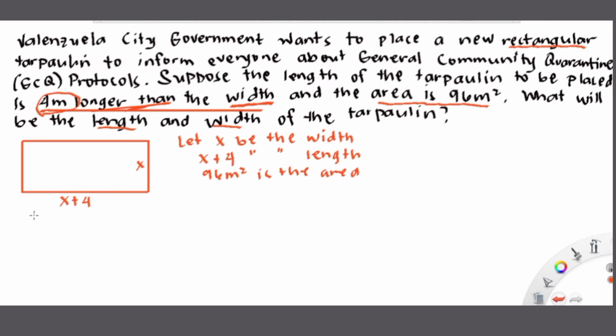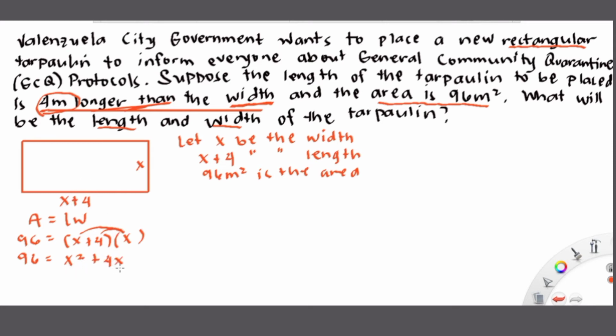Okay? And we know that the formula for the area is length times width. So, substituting the value, area is 96 according to the given. That is equal to the length. The length is represented by x plus 4 times the width, which is x. So, we have now formed an equation. So, let us solve for this. Distribute x to x plus 4. So, first we will copy 96. So, that's equal to x times x, which is x squared. And then 4 times x, which is 4x.